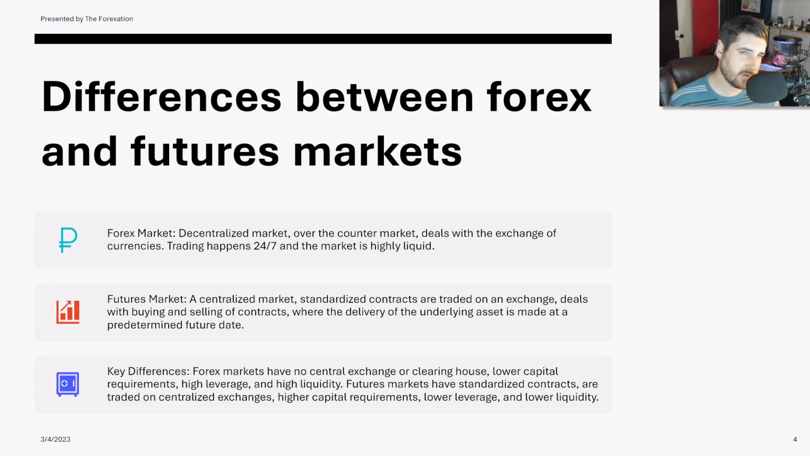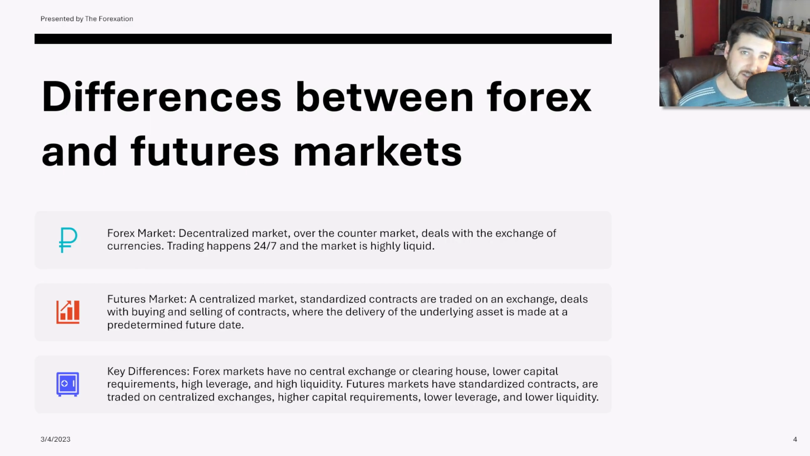Well, as we quickly went over in the previous slide, Forex markets are where you exchange currencies. It's a decentralized, over-the-counter market that deals with the exchange of currencies. This trading happens 24/7 and the market is highly liquid. So for you as a Forex trader, you could actually trade almost every single day, 24 hours a day. Now, the actual live markets do close for a short period from Friday to Sunday, but in the real world, you could actually purchase currency any time of the day or week.